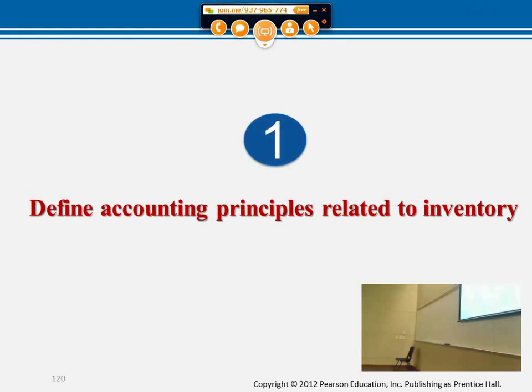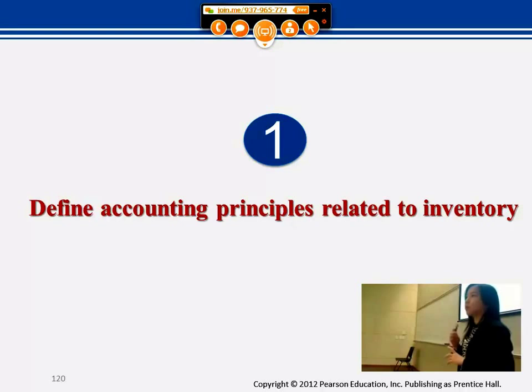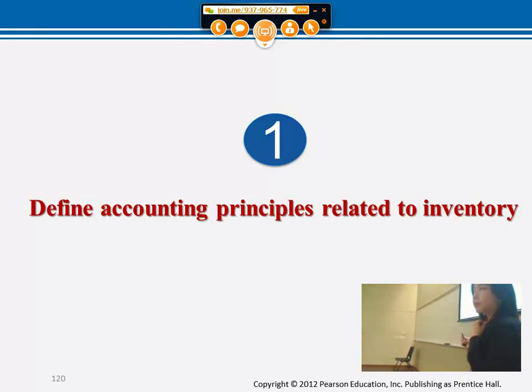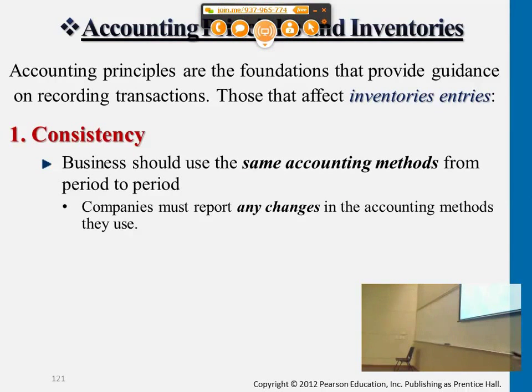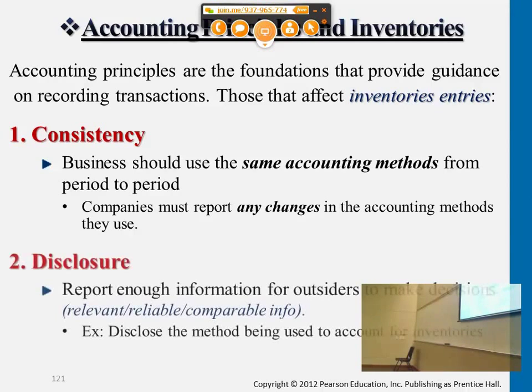First of all, before we go into calculation, we'll start from understanding different principles that relate to inventory. Some of the principles you need to know here relate to how we report inventory-related transactions on financial statements. There are 4 different principles that are newly introduced in this chapter.